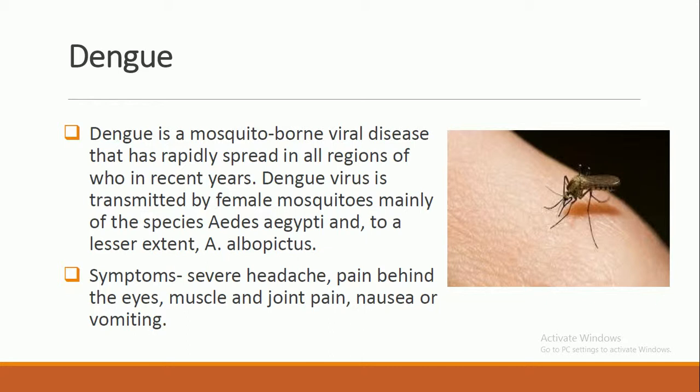Dengue is a mosquito-borne viral disease that has rapidly spread in all regions in recent years. Dengue virus is transmitted by female mosquitoes, mainly of the species Aedes aegypti, and to a lesser extent, Aedes albopictus. The disease is widespread throughout the tropics, with local variations in risk influenced by rainfall, temperature, and unplanned rapid urbanization. Symptoms: severe headache, pain behind the eyes, muscle and joint pain, nausea, or vomiting.